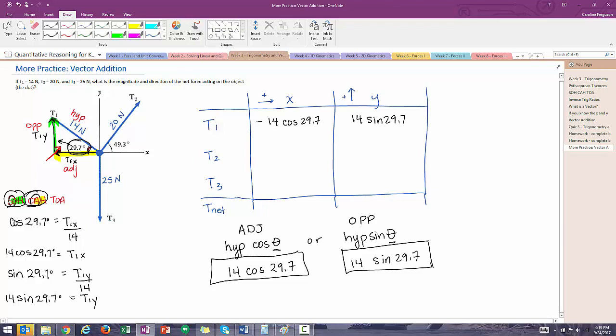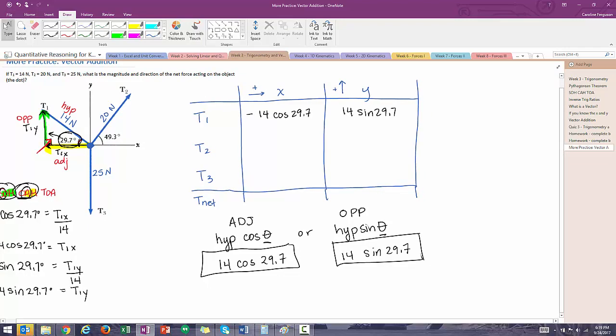And all we need to do is decide which of those is the x component and which is the y component. So when we look at our T2 vector, if we're going to break this down into components, we have the x component pointing to the right because T2 is pointing to the right. And we have a y component pointing up, because T2 is pointing up as well. Okay, so when we're looking for T2x, the x component of it, we can look at our angle here, 49.3 degrees, and notice that that side, T2x, is adjacent to that angle.